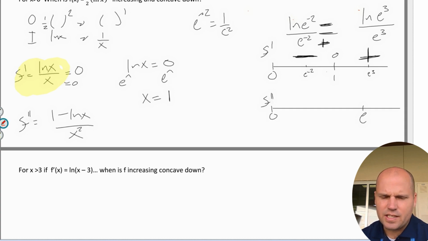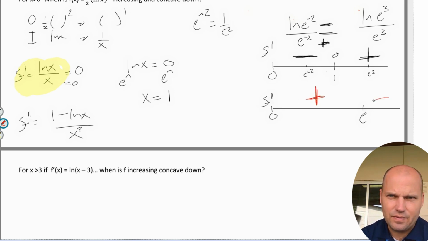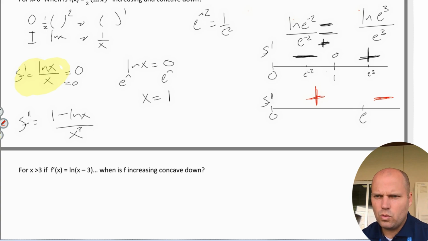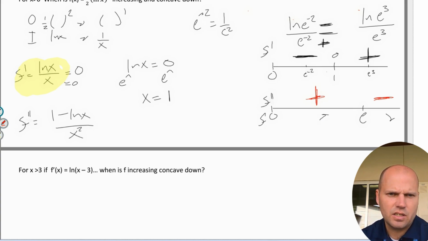If you plug in something like 1, you'd actually get positives and then negatives. Cool, which means f prime is increasing, then decreasing, which means f is concave up, then concave down. This is e. And increasing, concave down, is for x bigger than e. Should have said increasing, concave up.